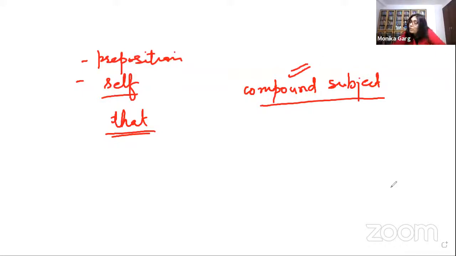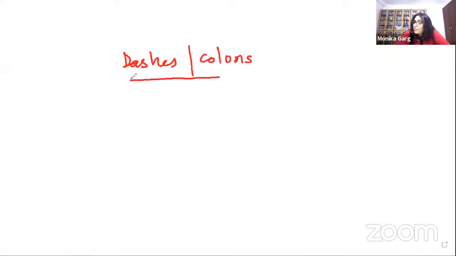Okay. Now let's move on to next punctuation. We've talked about apostrophes. We've talked about commas. Now, choosing between dashes and colons. Now this is like one point you usually get 2 questions on.